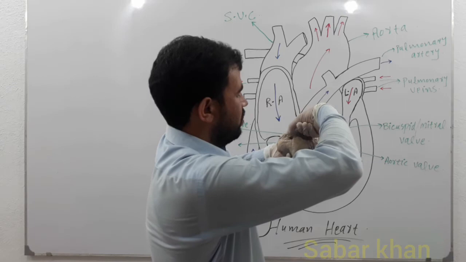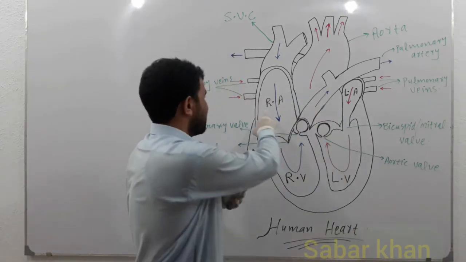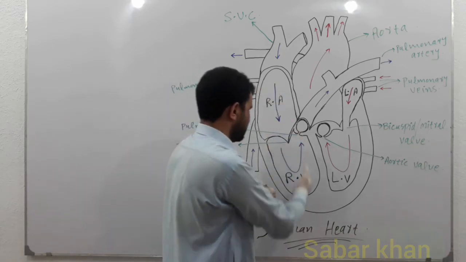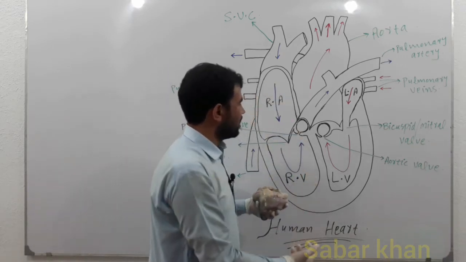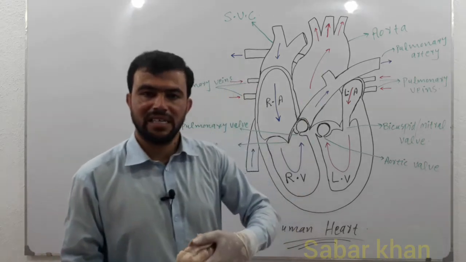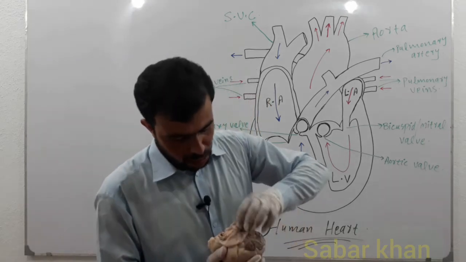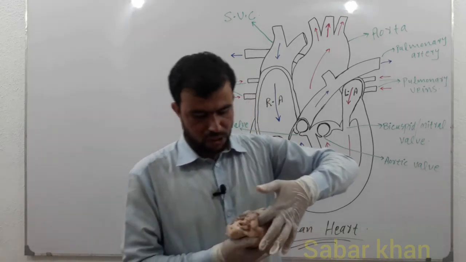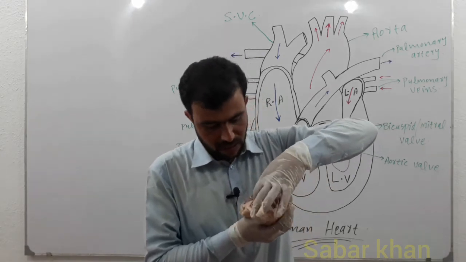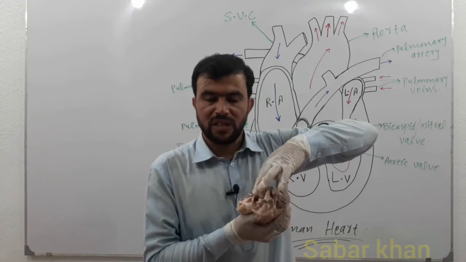This superior vena cava and inferior vena cava bring the blood into the right atrium, and when the right atrium contracts, the blood is pushed into the right ventricle, and when the right ventricle contracts, the blood is pushed into the lungs via the pulmonary artery. This one is the pulmonary artery, which is very adjacent to the aorta, and this one which is adjacent to the pulmonary artery is known as the aorta, which is very thick walled.